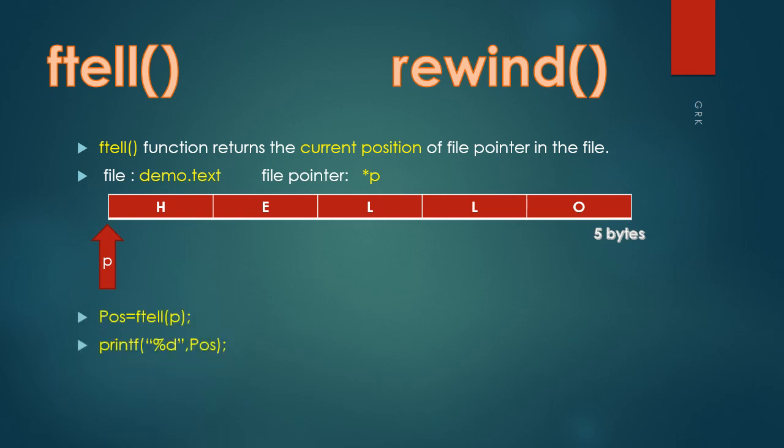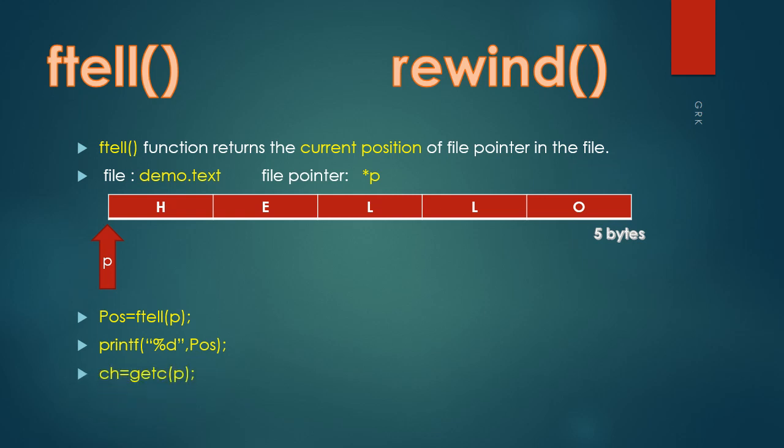Now if you apply the ftell function, ftell between parentheses, I am writing the file pointer p. Then it returns the current position of the pointer p. Initially the pointer is pointing to the beginning of the file, which means it returns 0, meaning 0 bytes have been read from the file so far.